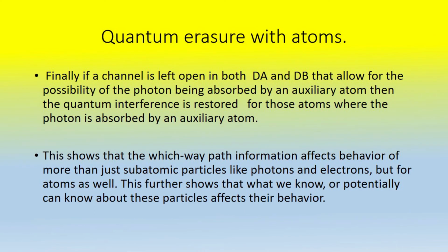Finally, if a channel is left open in both DA and DB that allows for the possibility of the photon being absorbed by an auxiliary atom, then the quantum interference is restored for those atoms where the photons were absorbed by an auxiliary atom. This shows that the which-way path information affects the behavior of more than just subatomic particles like photons and electrons, but atoms as well. This further shows that what we know or potentially know about these particles affects their behavior.